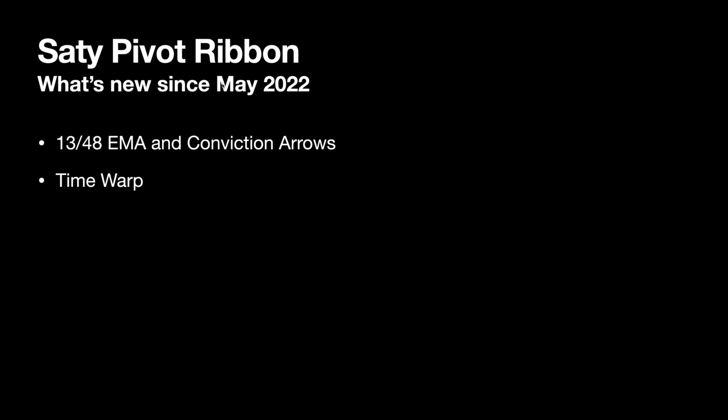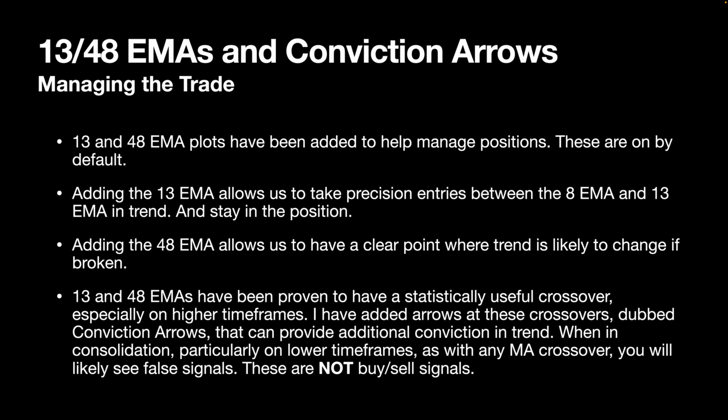Now, of course, you don't have to use any of these things. So if you like the way that it works right now, just keep using it. You don't have to use any of the new features if you don't want to. Time warp's off by default, so the ribbon should function exactly the way it has for almost a year or half a year. All right, so let's talk about the 13/48 EMAs and the conviction arrows.